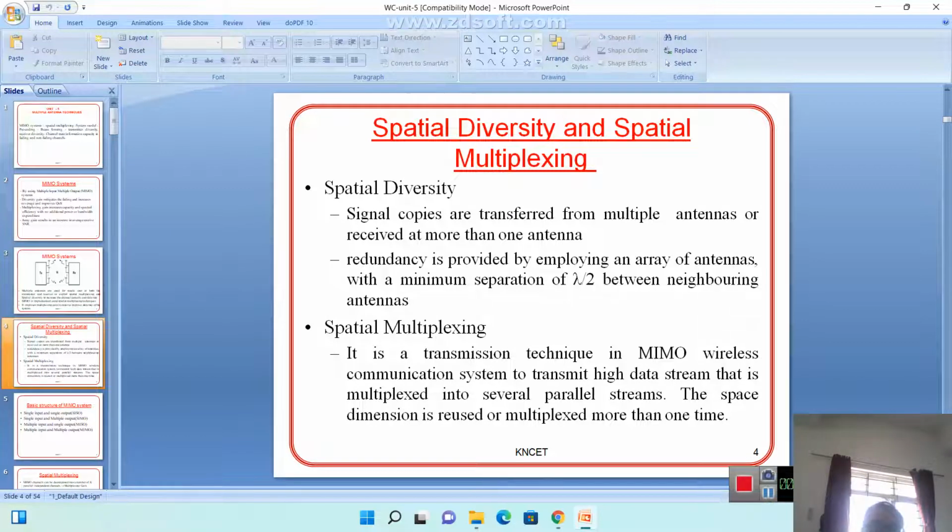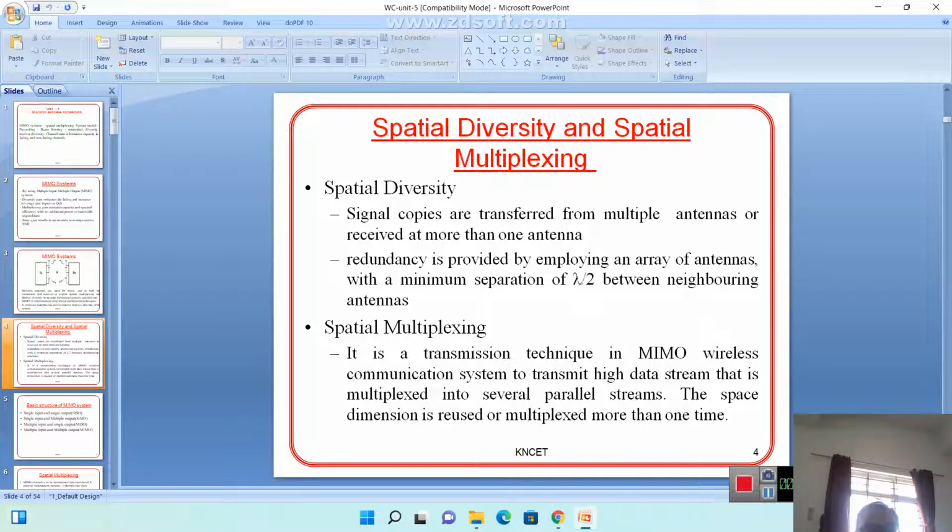Then another point is spatial diversity and spatial multiplexing. These are very important two-mark questions. What is spatial diversity as well as spatial multiplexing? Now we are going to discuss spatial diversity. In spatial diversity, signal copies are transmitted from multiple antennas and received at more than one antenna. Redundancy is provided by employing an array of antennas with a minimum separation of lambda by 2 between neighboring antennas. So lambda by 2 is the wavelength spacing of the spatial diversity.